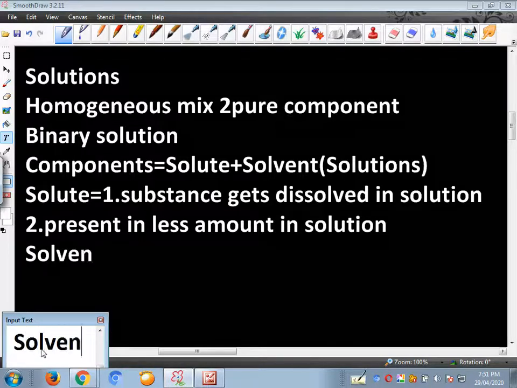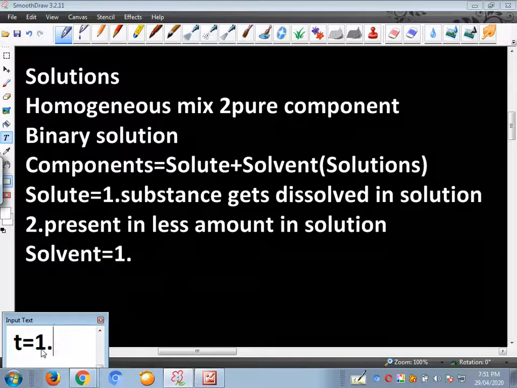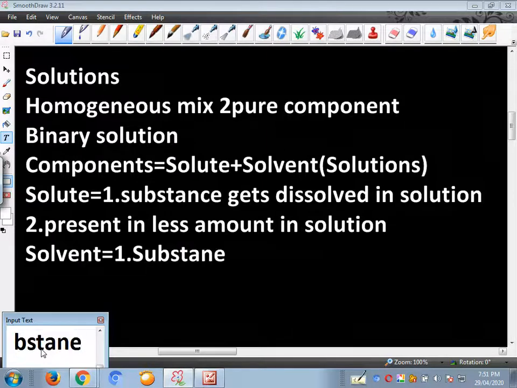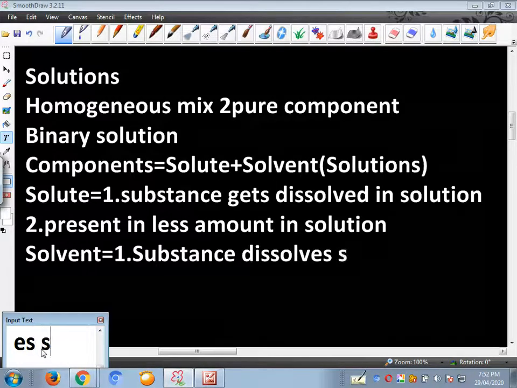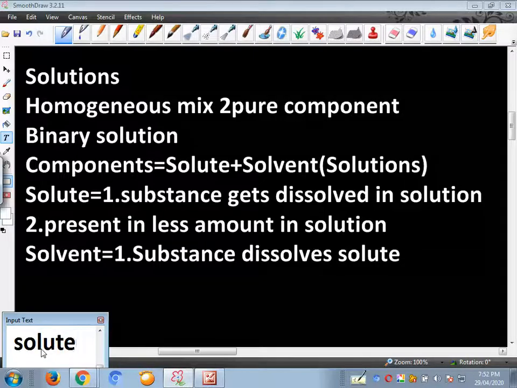Solvent can also be defined in two ways. The first way is a substance which dissolves here. It is a little bit different. In solute, it gets dissolved, but in solvent, it dissolves. It dissolves what? Solute. So that substance we say is what? Solvent. So solvent is defined as the substance which dissolves a solute in a solution is called solvent.